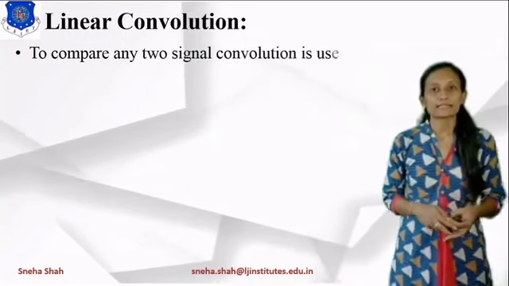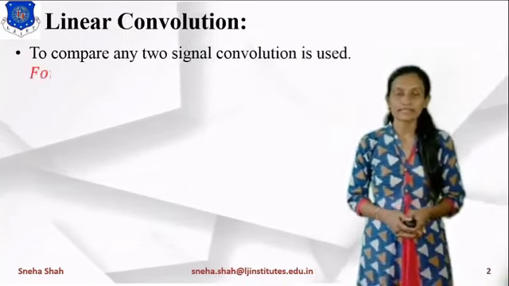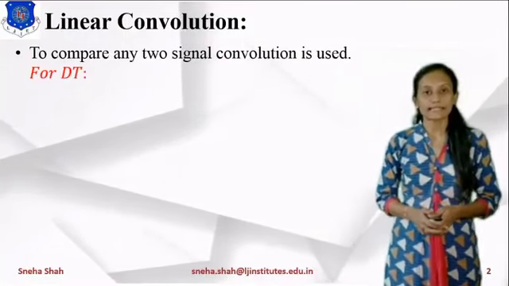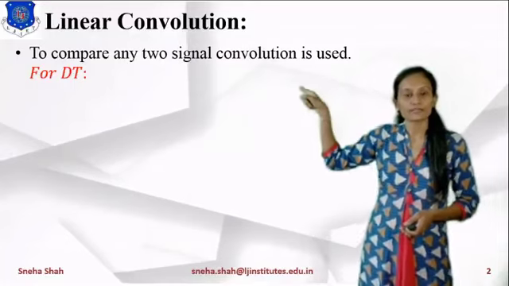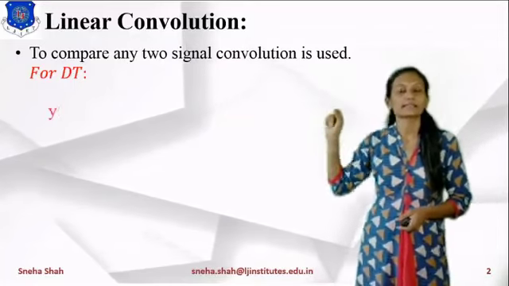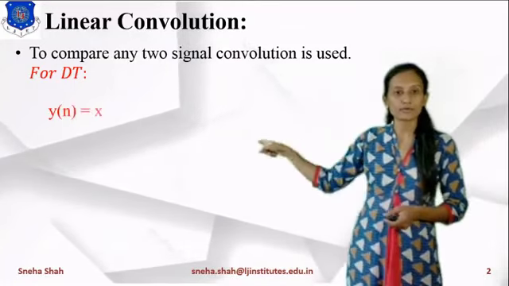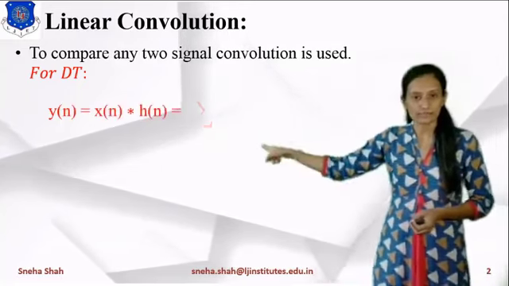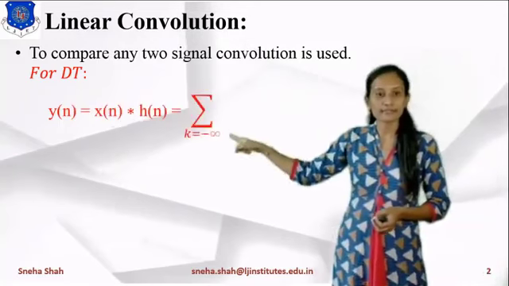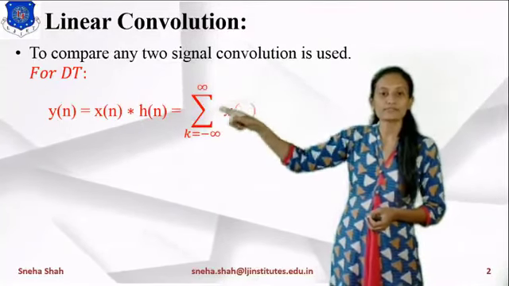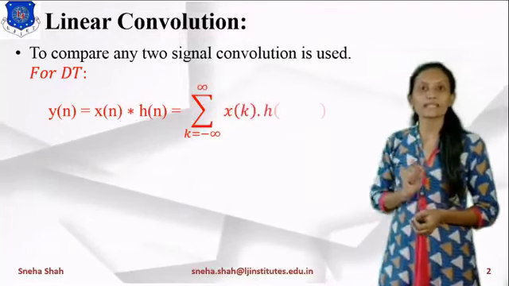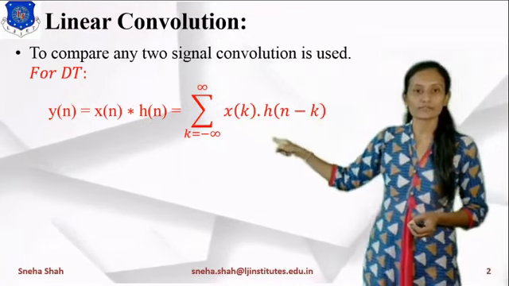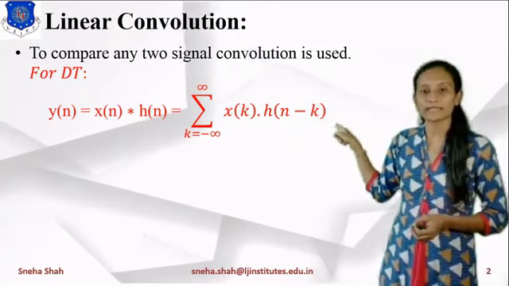Basically, there are two types of signal. Either it will be a continuous time signal or it may be a discrete time signal. If we are writing the equation for linear convolution for the discrete time signal, then the equation will be like this: output y of n is equal to the convolution of x of n with h of n. It means if we are convolving x of n with h of n, then it will give the output as y of n. And the equation is summation k equals minus infinity to infinity x of k into h of n minus k.